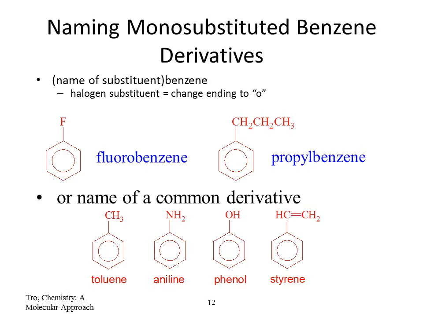Now sometimes there are names for common benzene substituents. For example, if you have a benzene with a CH3 attached, we call that whole structure toluene. If you have a benzene with an amine attached, we call that aniline. If you have a benzene with OH attached, we call that phenol. If you have a benzene with a CH=CH2 group, we call it styrene.